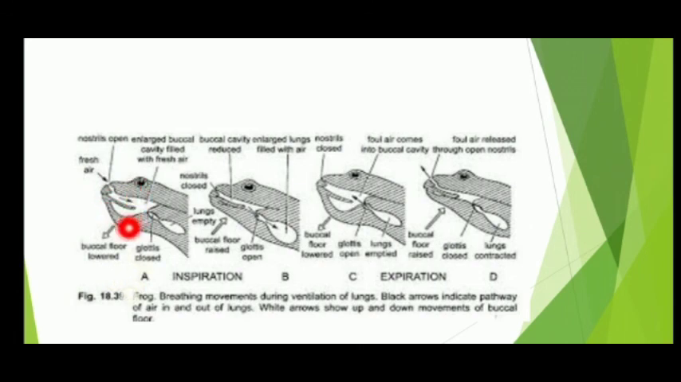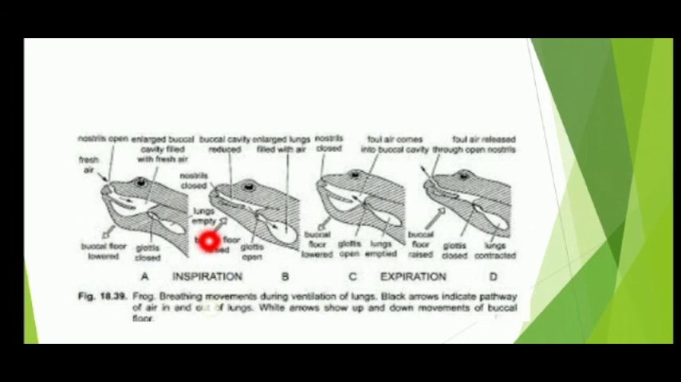So after this first step of inspiration, this buccal cavity is filled with fresh air, or air containing oxygen. Then comes the second step. For the second step, the fresh air in the buccal cavity should reach the lungs. For that, what is happening there? Here the external nostrils are closed. Nostrils close aayi. So the glottis opens, and then the buccal floor is raised. Kanda, ivide lower cheythu, ivide ingane thaanu vannu.